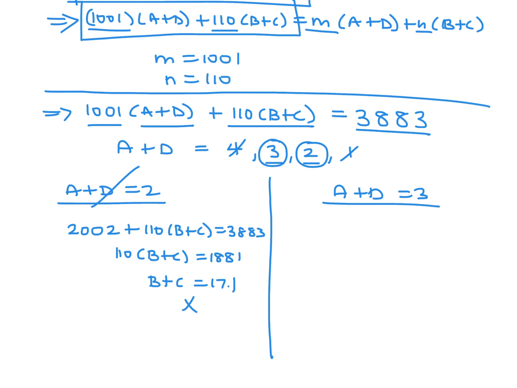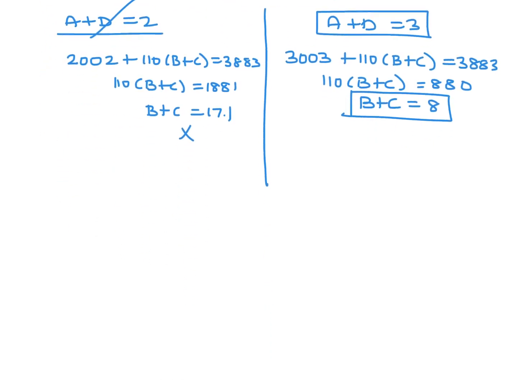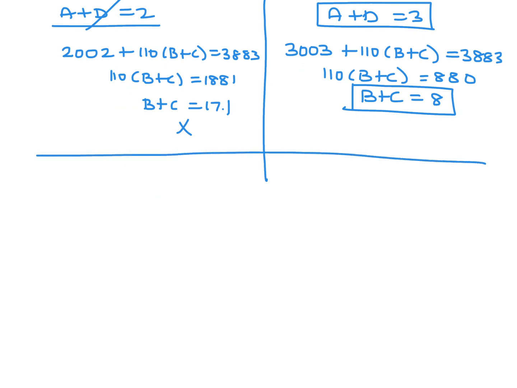Okay, so that one's out. So I guess this is the only thing that most likely will work. So let's go with that. Again, plug it into there. So it's going to be 3003 plus 110 times B plus C is 3883. And then this would be 110 times B plus C, and that would be 880. And then B plus C looks to me like 8. Okay, that's great. So we've got that, and we've got this, and then I guess we have to just make a table here. So we have A, D, B, and C.